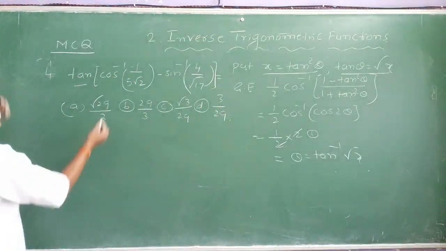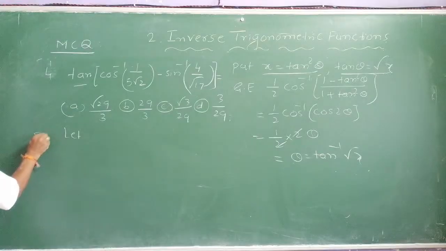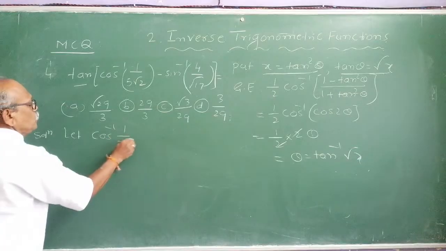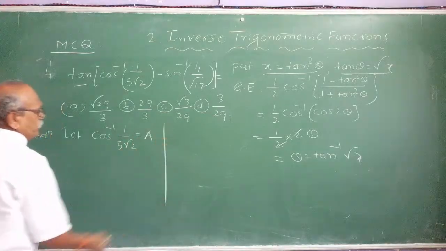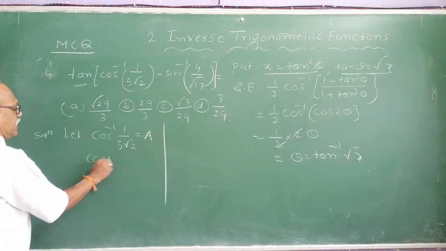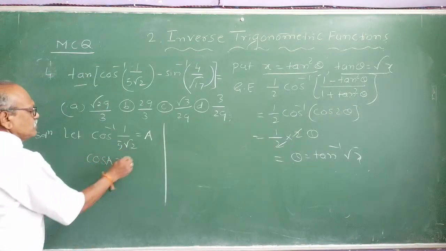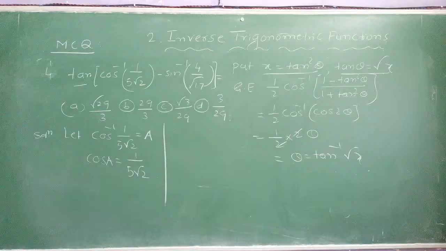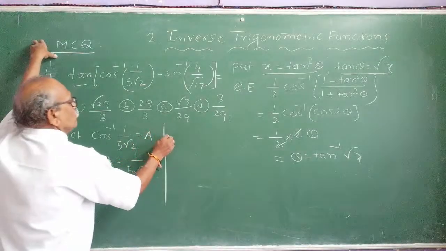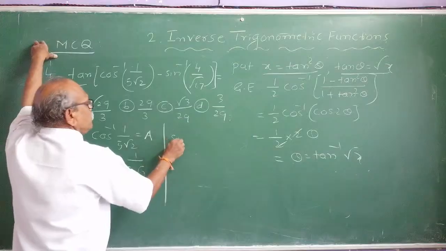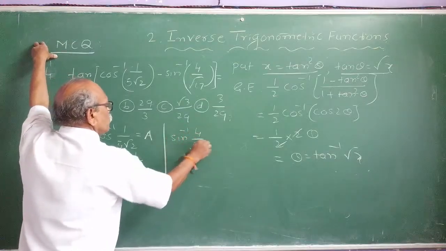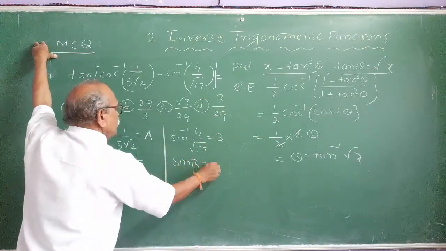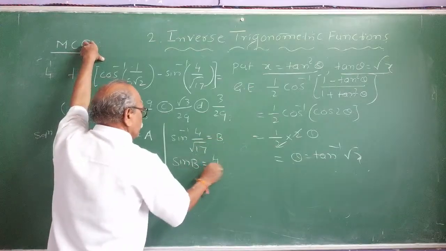Let us assume that cos inverse 1 by 5 root 2 is equal to A. Then what do you get? You get cos A is equal to 1 upon 5 root 2. Right? Similarly, put sin inverse 4 upon root 17 is equal to B. Can you get the value of sin B? Sin B is equal to 4 upon root 17.